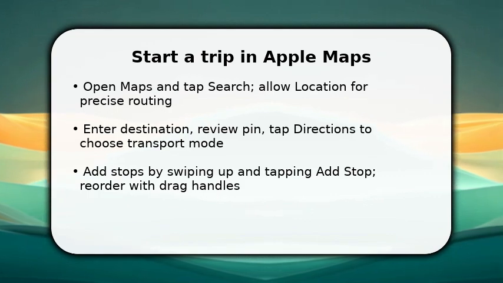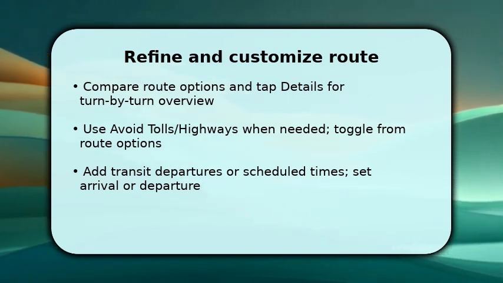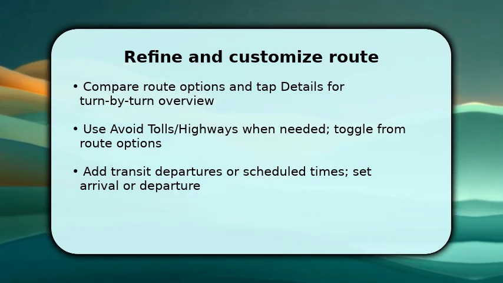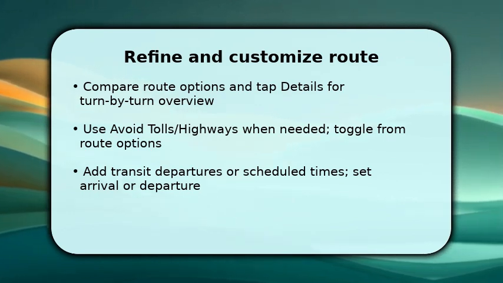Now refine the route by comparing offered alternatives. Tap each option to see estimated time, traffic delays, and live arrival info. Once you choose one, tap Details to preview turn-by-turn directions and lane guidance so you avoid last-minute lane changes.